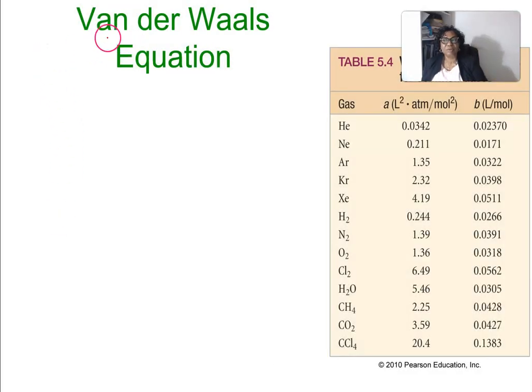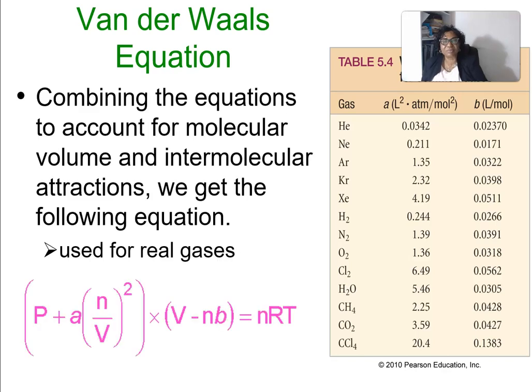So in summary, the van der Waals equation that accounts for the real volume and gas is as follows. Combining the equations to account for molecular volume and intermolecular attraction, we get the following equation, which is used for real gases: (P + a(n/V)²)(V − nb) = nRT.